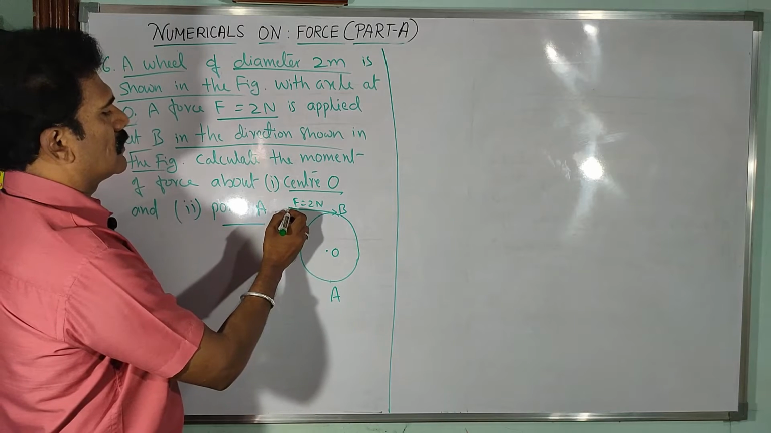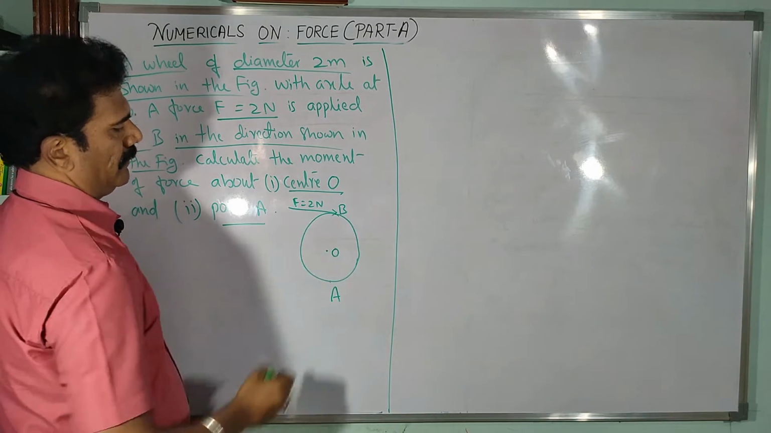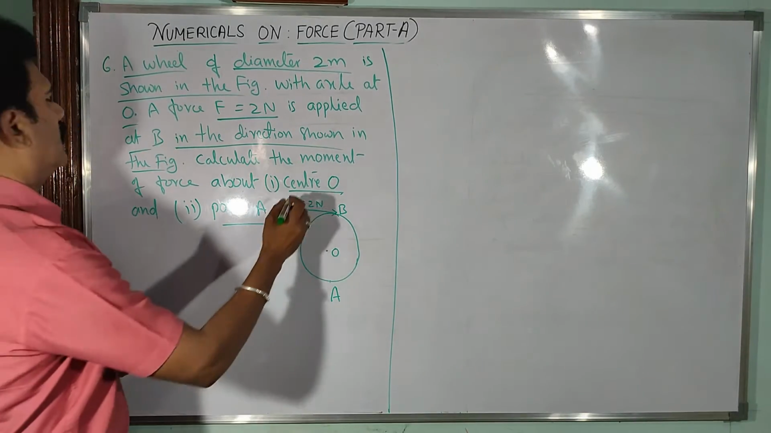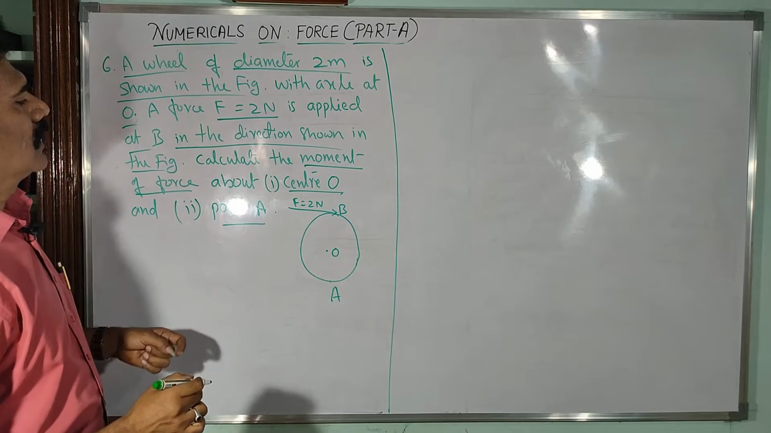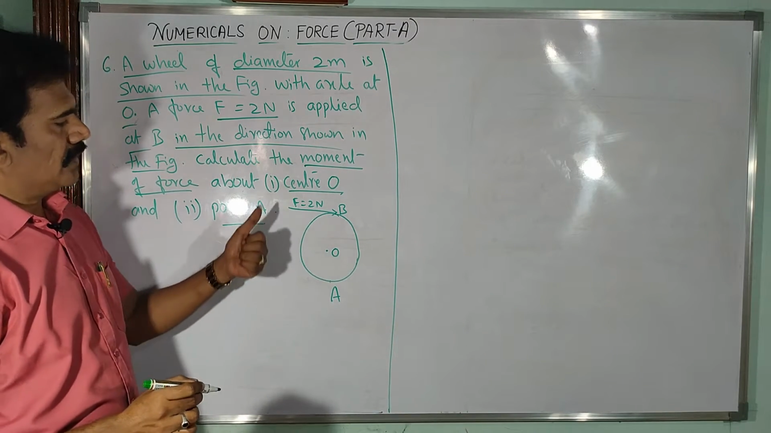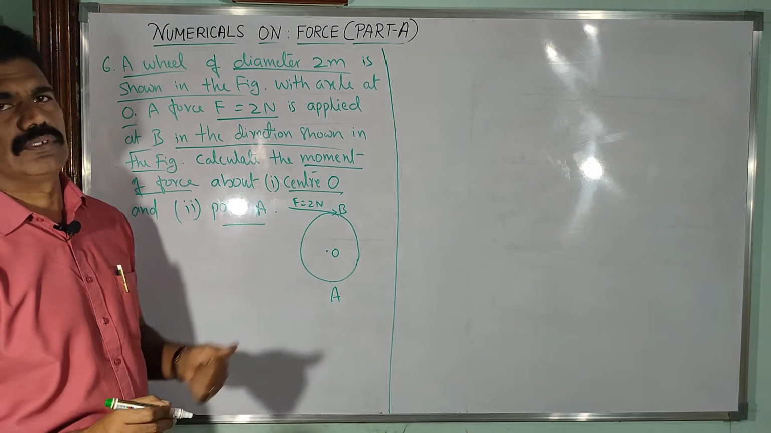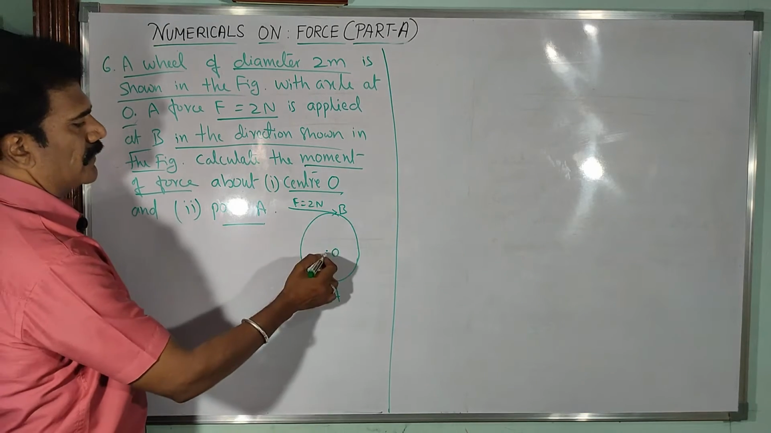The force F, equal to 2 Newton, is applied to the top end of the wheel, that is at the point B. Due to this force, what they ask here is to calculate the moment of force. Moment of force can be calculated by the product of the applied force and the perpendicular distance between the force and the pivoted point.